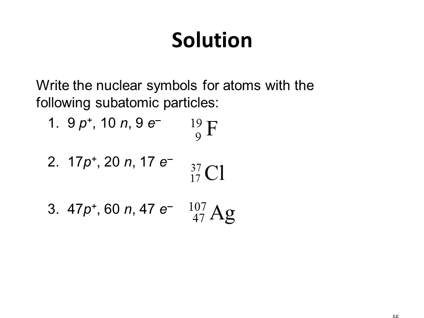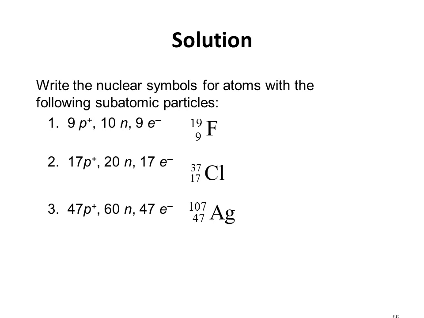Number 2, we have chlorine. That was determined because we have 17 protons. We find the element that has the atomic number of 17. So we look on the periodic table, and there we see Cl, chlorine. For the mass number, we have to add 20 and 17, which gives us 37. So the mass number goes in the upper left-hand corner, 37, and the atomic number goes in the lower left-hand corner, which is 17.